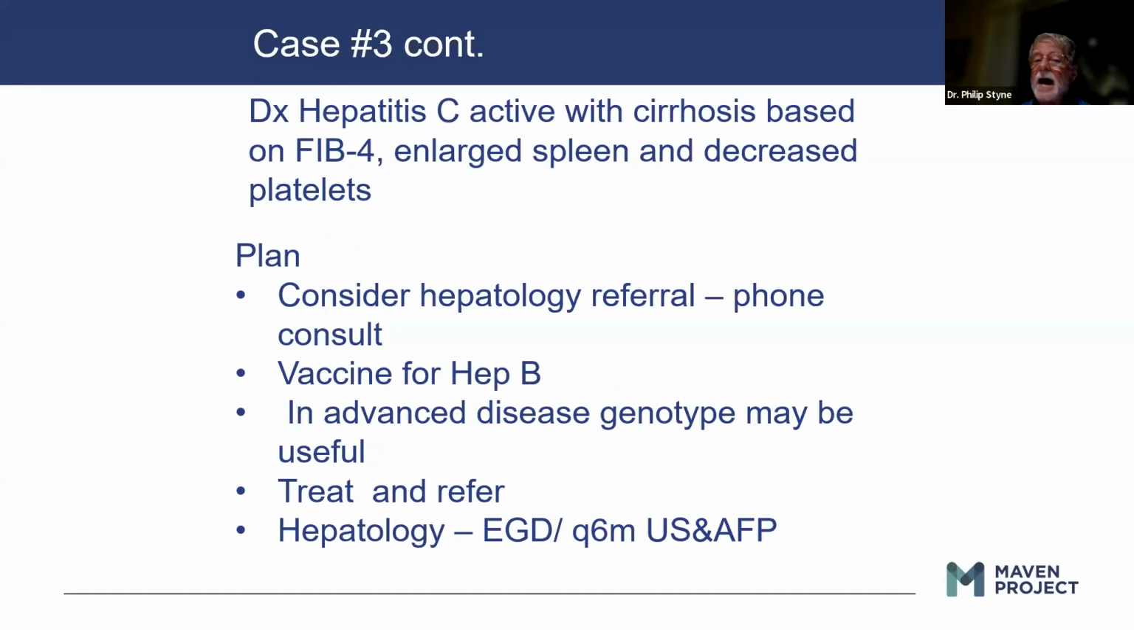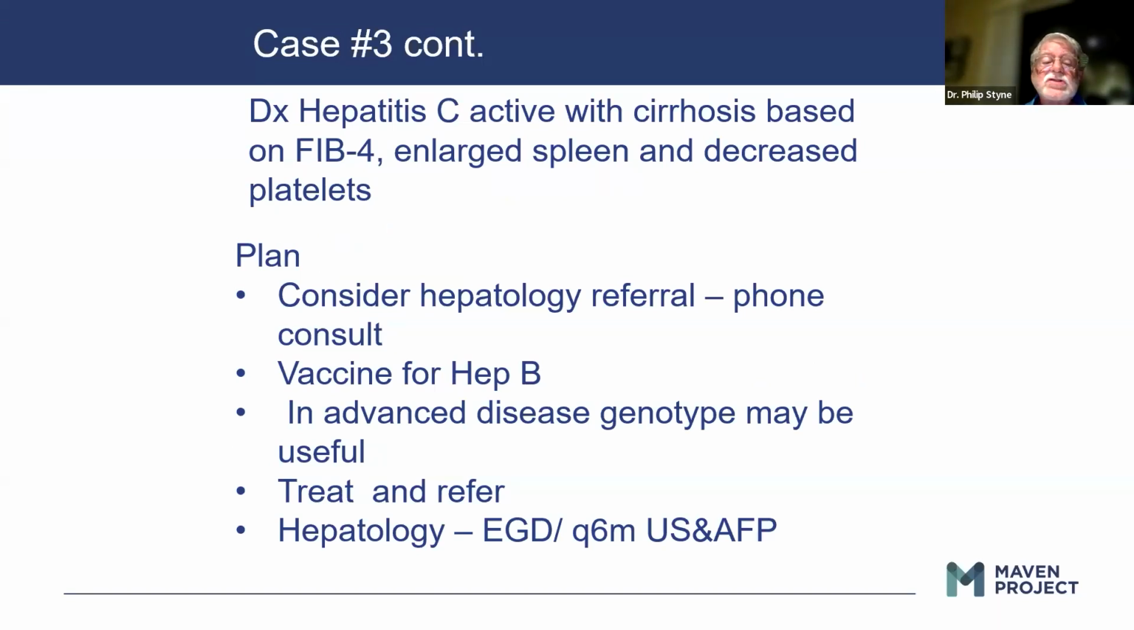So our assessment, they have active hepatitis C with cirrhosis. I would at least call a hepatologist and talk to them about it. We at MAVEN Project have referrals that you can do, so you can talk to myself or one of my colleagues. You're going to vaccinate them for B.